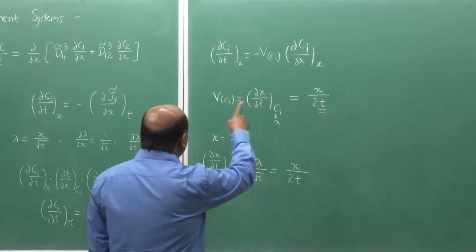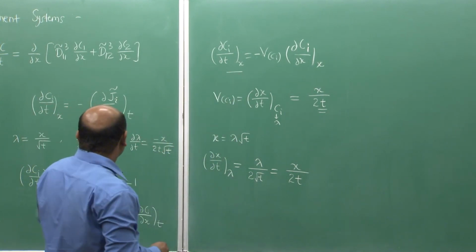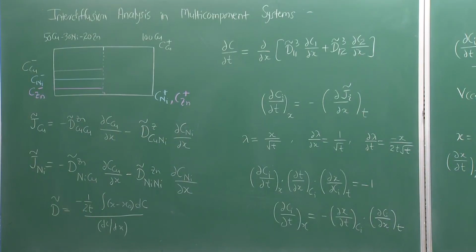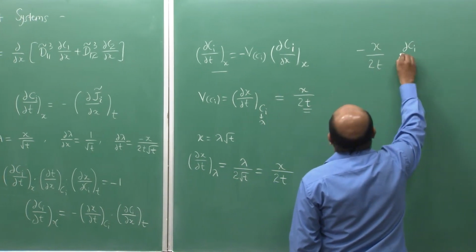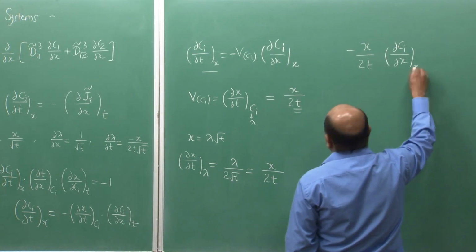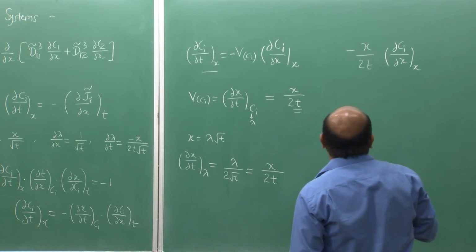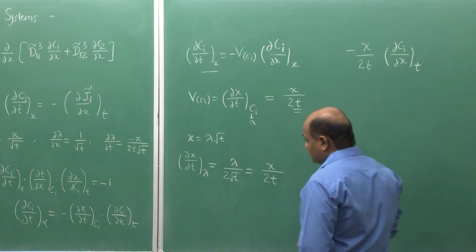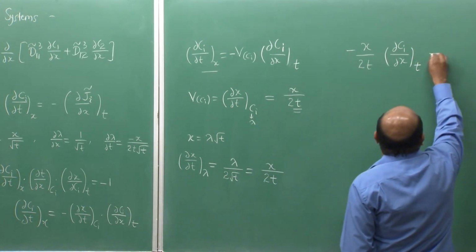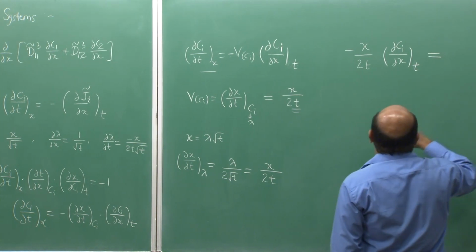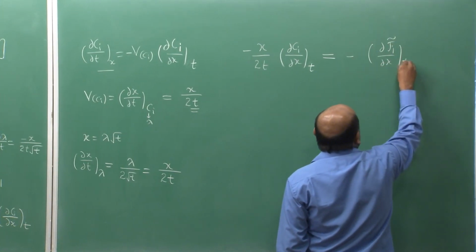If we substitute back into this equation here, and then go back to the continuity equation, we get minus x over 2t times dou Ci by dou x at constant t, which should be equal to minus dou Ji tilde by dou x at constant t.